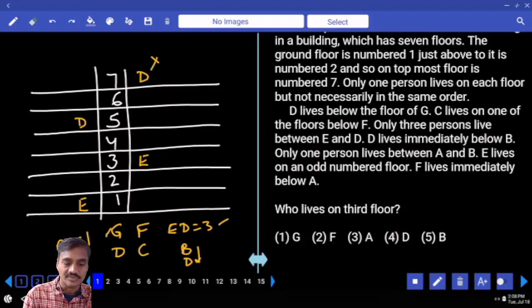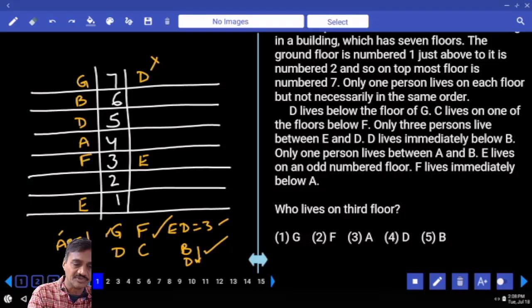Clear? Then next one, as D is here, B must be here because D is immediately below B. And so we are done with this information. G is above this D, so G must be at this place: G, B, D. Between A and B there must be exactly 1 person, so A is here. Now you are left with the remaining 2 persons, F and C. F is above C. Clear? Now this is about set number 1 to 5.